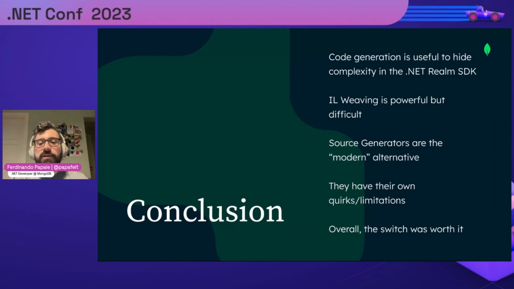So to sum everything up, code generation is an extremely powerful technique that we use in the .NET SDK of Realm to hide a lot of complexity from the model definition. In the beginning, we were doing this code generation with IL weaving, which is very powerful but also difficult to use. For this reason, we decided to move to source generators, or at least to a mostly source generator approach, which are a much more modern alternative and much easier to use. They have their own quirks and limitations, but overall, we think that the switch was worth it, and our developers seem to appreciate it.